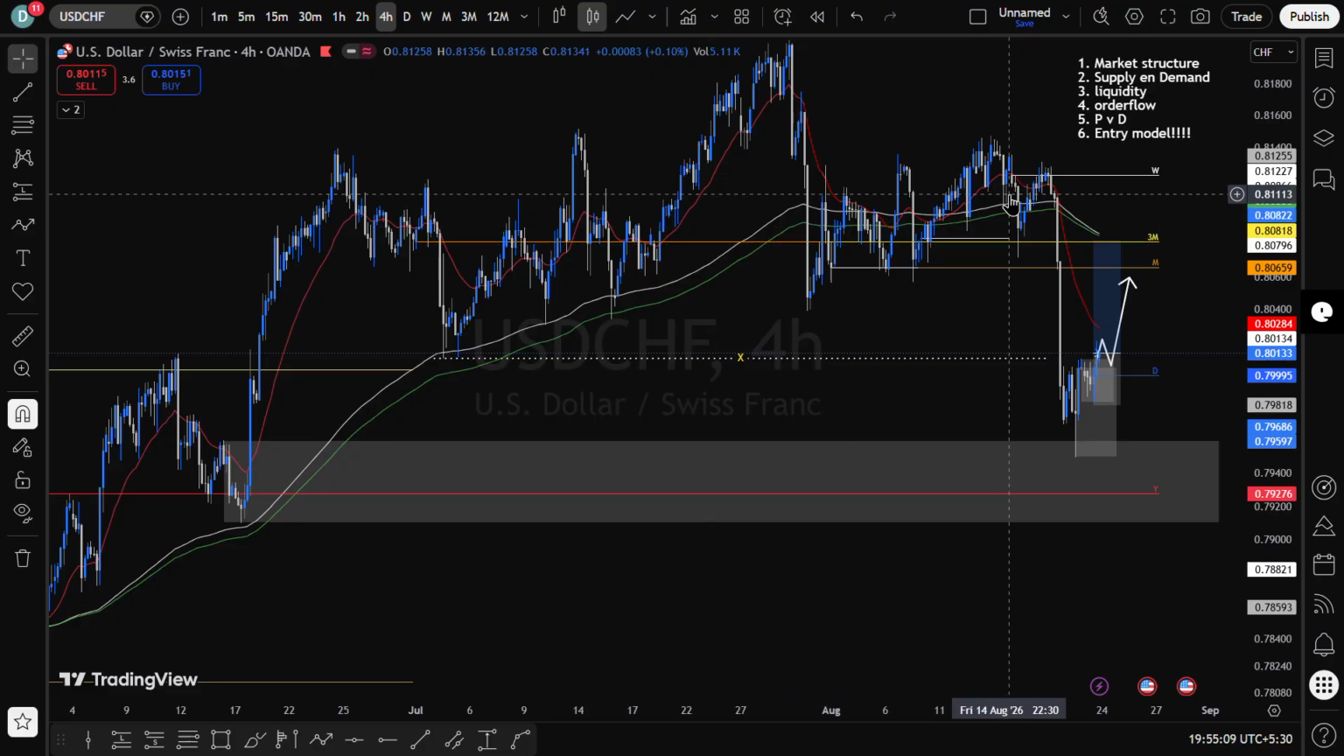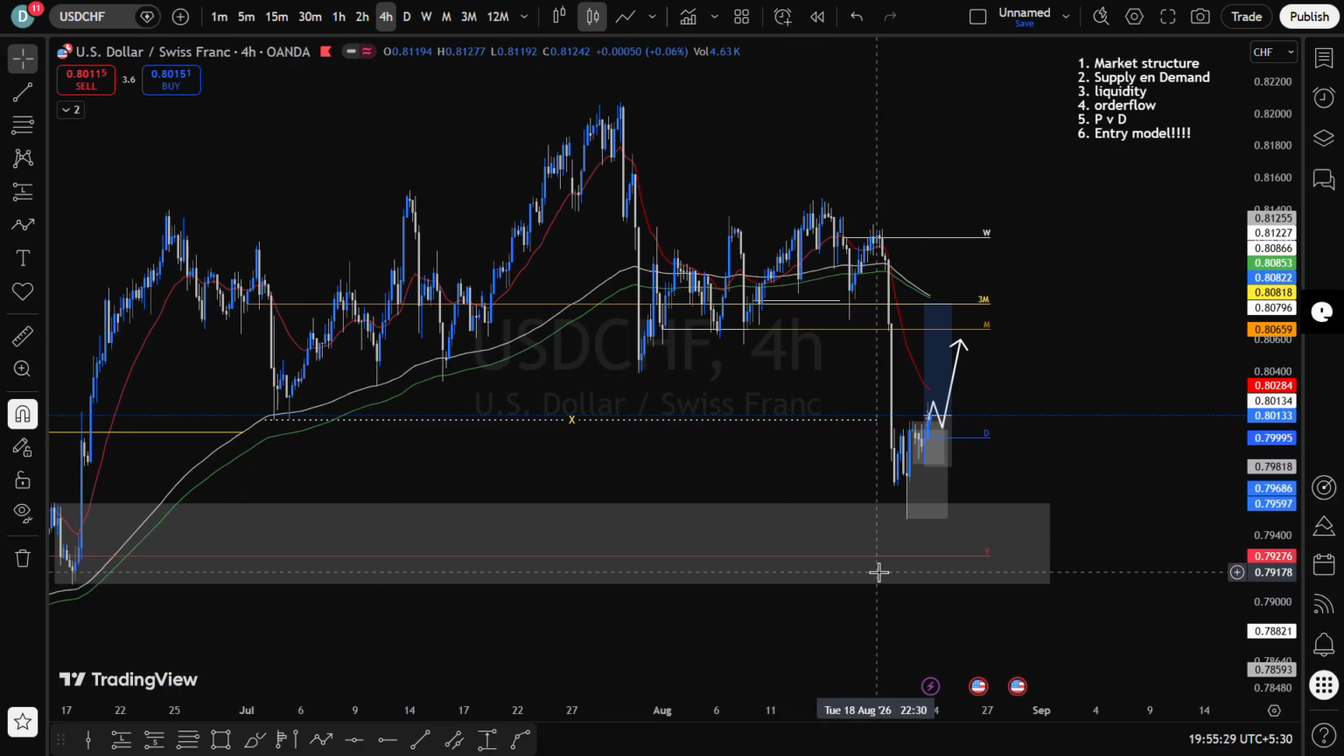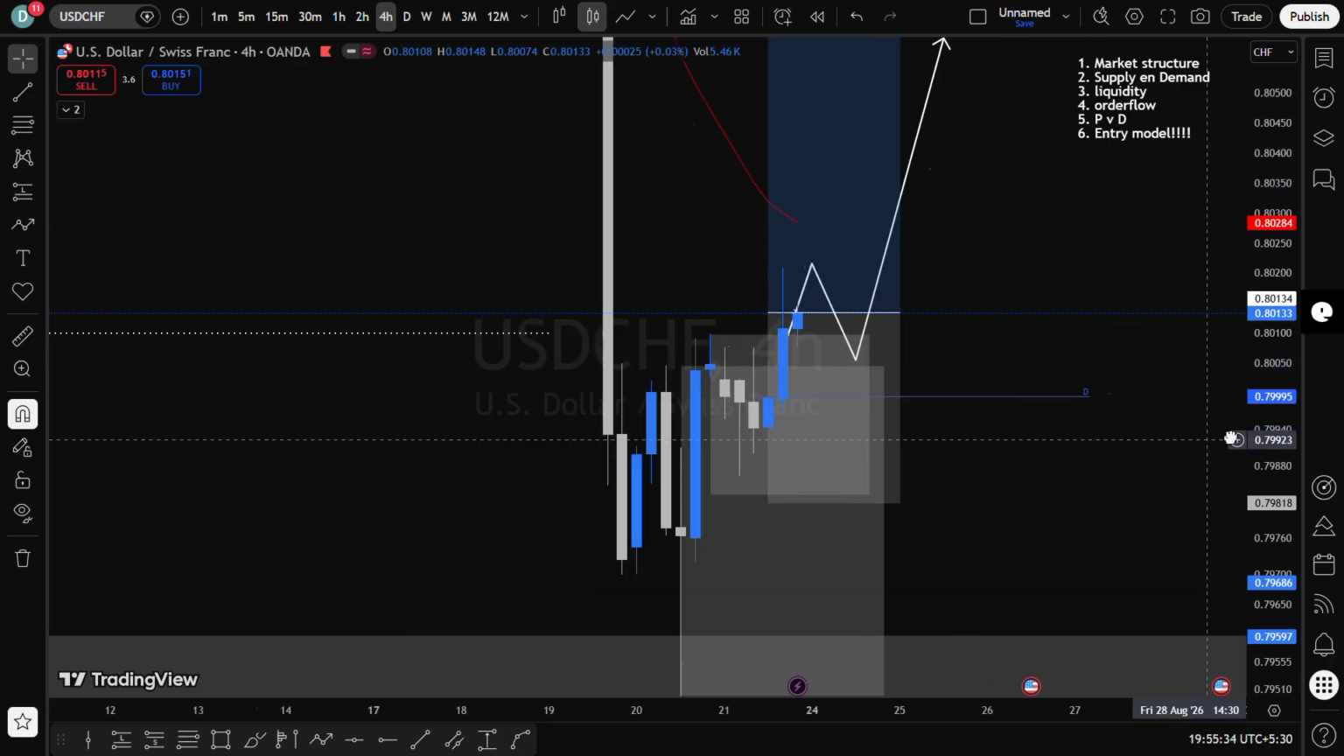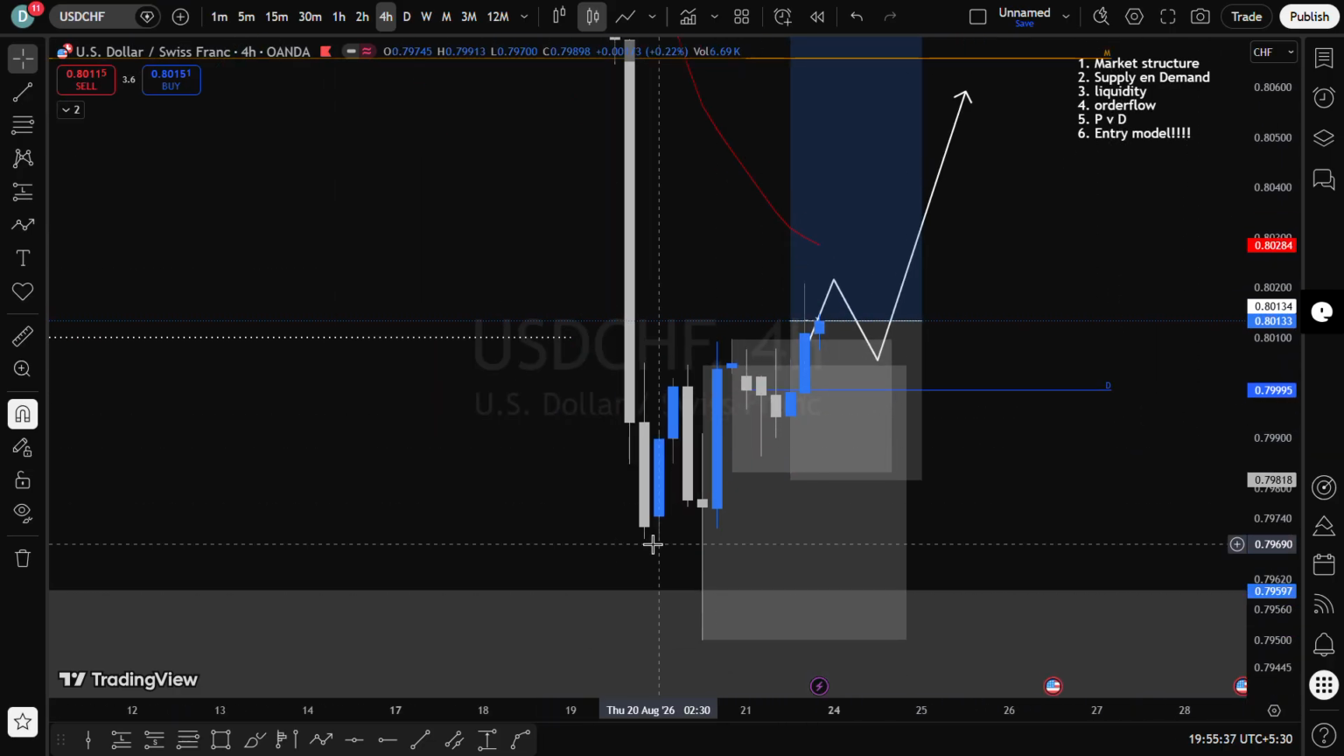After the FOMC, the dollar has fallen more, and after that it took liquidity on USD CHF here, as we can see, and there was also demand with the support of the yearly level on the 4 hour I'm talking about. So on the 4 hour it took liquidity, and we also saw the change of character. We also saw change of character here on the structure break like this and this structure break.